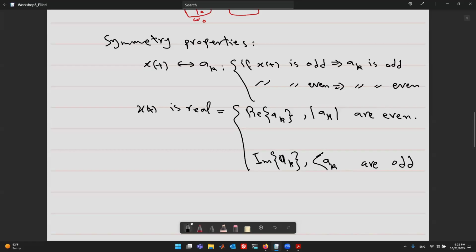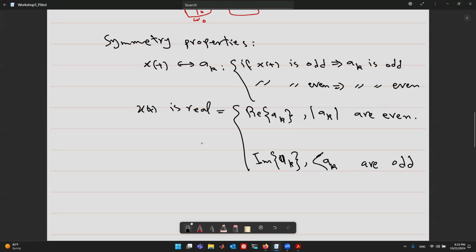Now, if the signal is real and odd, then the real part of the coefficients will be zero, and only the imaginary part will be there. And if it's real and even, then the opposite will happen. The imaginary part will be zero. The only part will be just the real part of the a_k. Or in other words, the coefficients will be purely real if x(t) is even. We might see this in one example later.